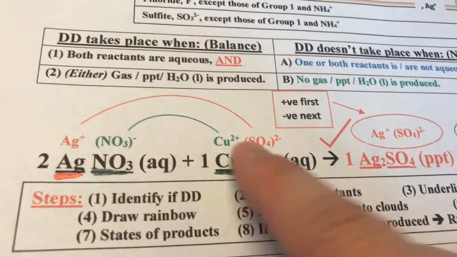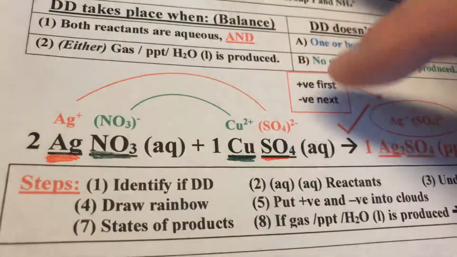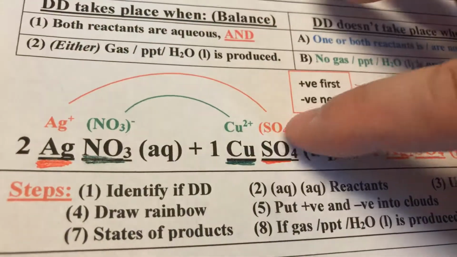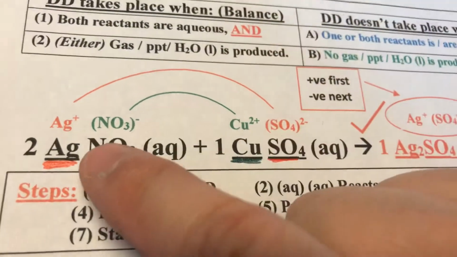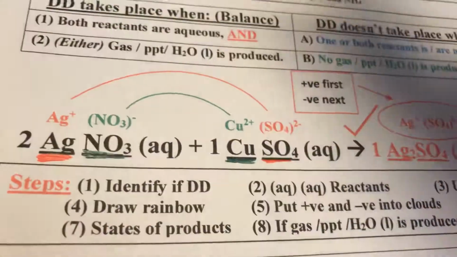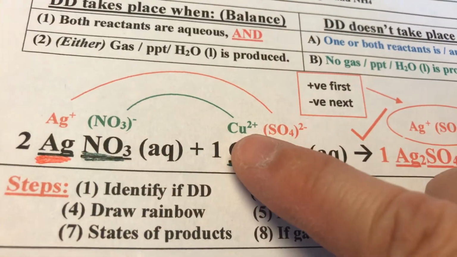Okay, so you cross over, you form the charges back. And then number 4, you want to draw the rainbow. So the first and the last one, we draw the rainbow using red color. And the number 2 and number 3, we form the rainbow using green color. That means they got a switch, and then Ag and SO4 will combine, NO3 and Cu will combine.